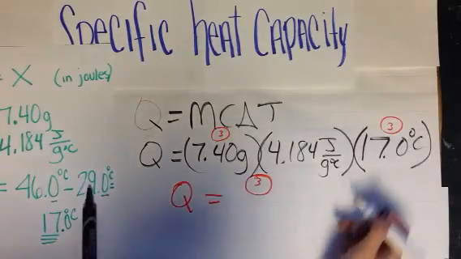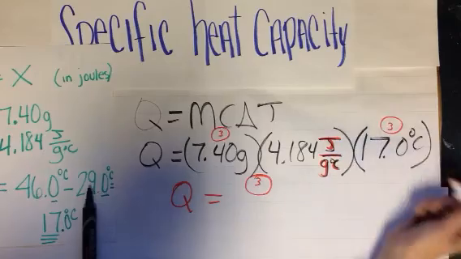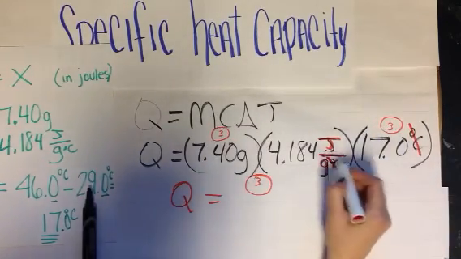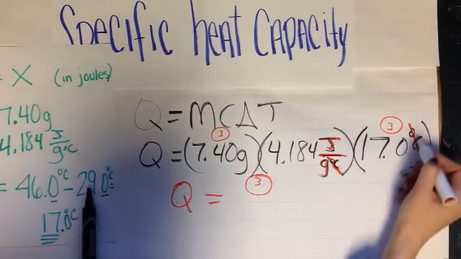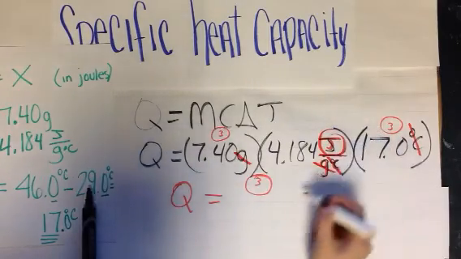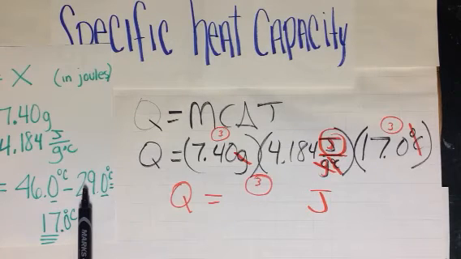And let's take a look at units. I've got a joule over a gram degrees Celsius. So this degree Celsius and this degree Celsius cancel out. If you notice, I've got degrees Celsius in the denominator, and here it's in the numerator. Same thing with a gram and the gram. So I'm left with joules, which is exactly what the problem asked for. So this is a good time to pull out your calculator and calculate this and see what you get as your final answer. That's the end of the video.